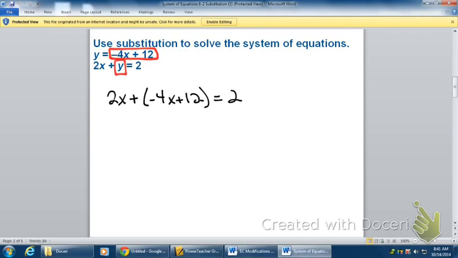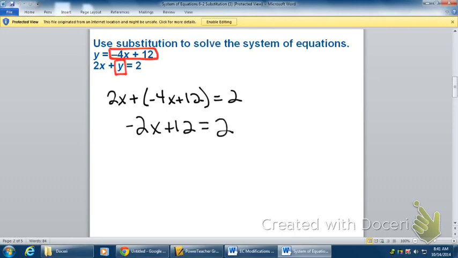So from here, you're solving. Remember, our objective is to solve for x and y. Okay? So for right here, all we have are x's. So we can solve for x right here. That's what we're doing. So now negative 4x plus a positive 2x gives me what? A negative, this first 2x plus a negative 4x. Negative 2x. All I'm doing is adding that together. Plus 12 is equal to 2.